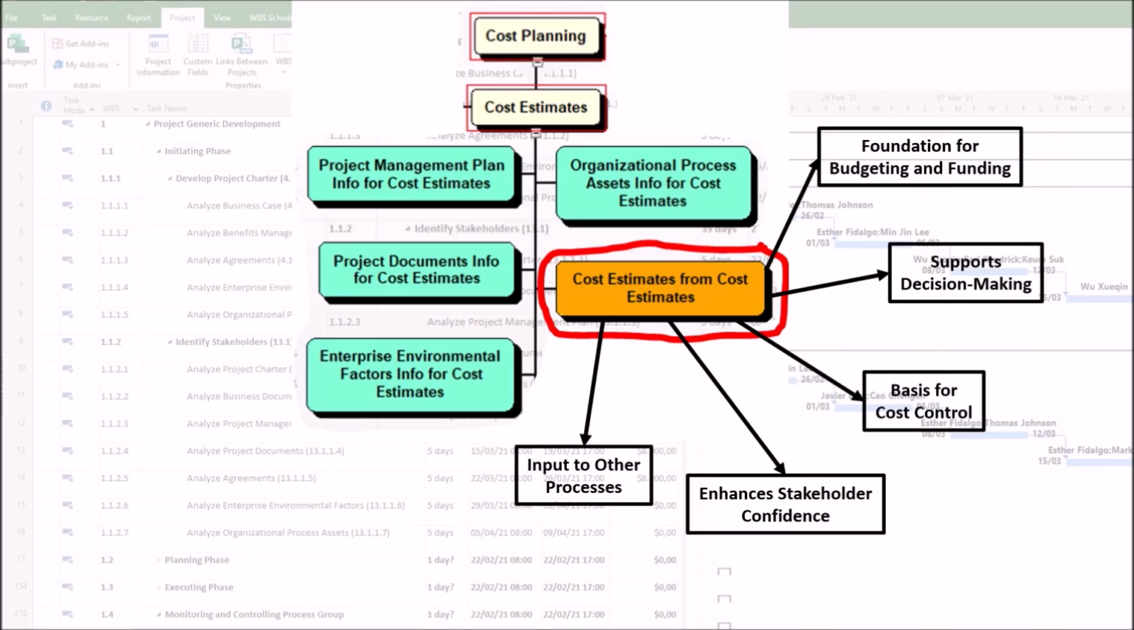5. Input to other processes. Cost estimates are used in risk management to assess financial impacts of risks. Cost estimates support procurement planning, such as vendor bids and contract pricing.